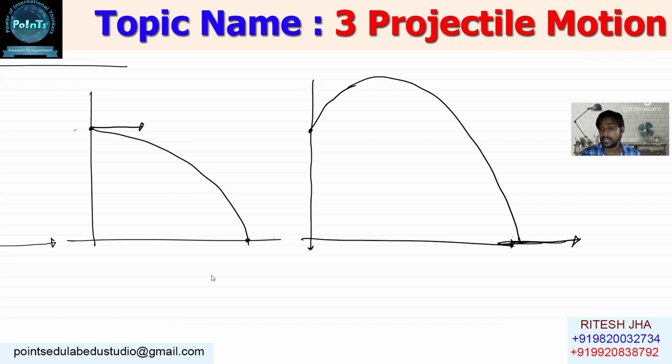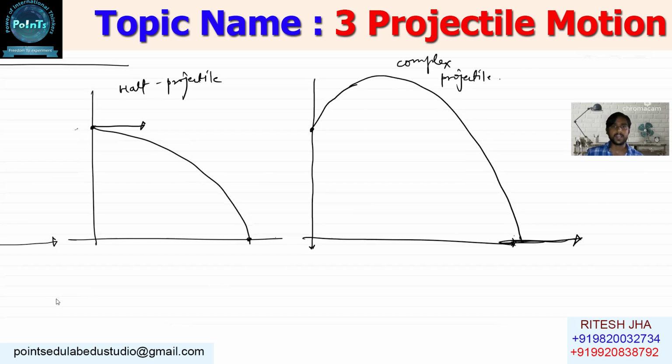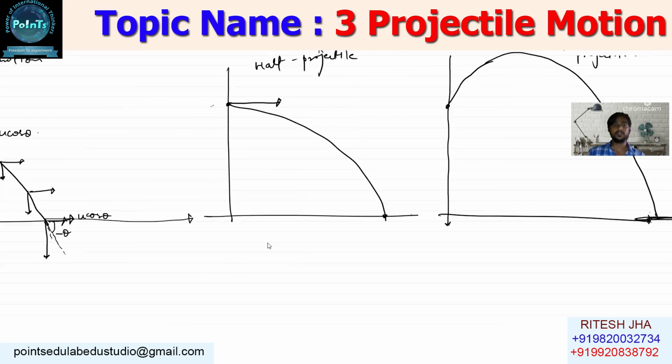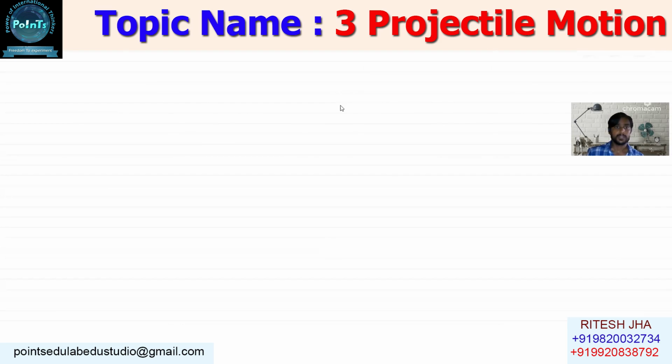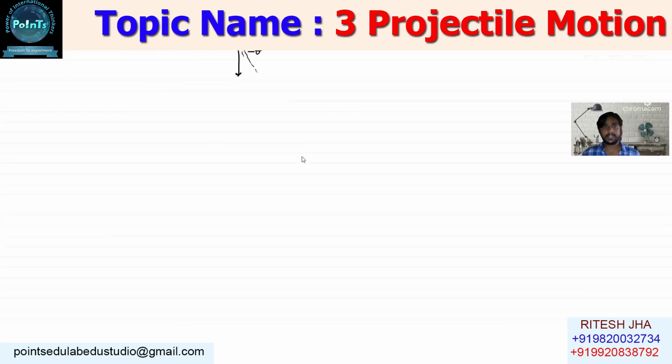So I call this one half projectile, and the last one I call complex projectile. In the textbook, no such classification is given, but let's consider it this way: standard projectile, half projectile, and complex projectile. So we'll be learning it in 3 parts. All right, let's understand this further.